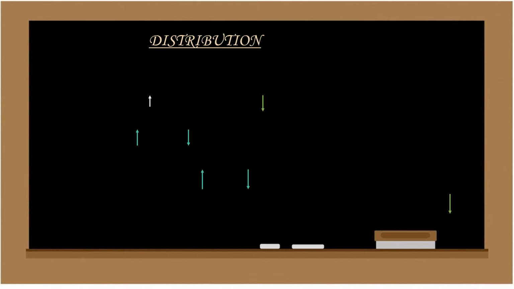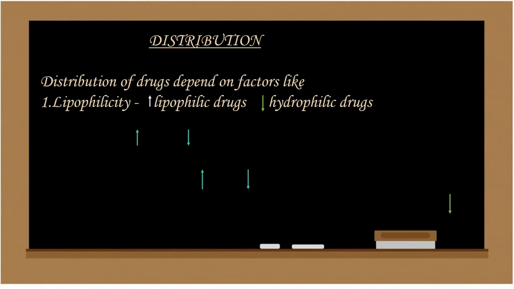After absorption, drug gets distributed inside the cell as well as outside the cell. So distribution of drug depends on factors like lipophilicity. Higher lipophilic drugs have greater distribution. Lipophilic drugs have greater distribution compared to that of hydrophilic drugs.